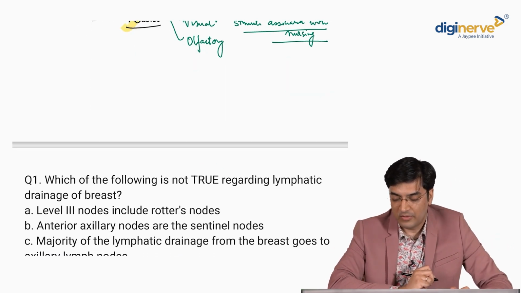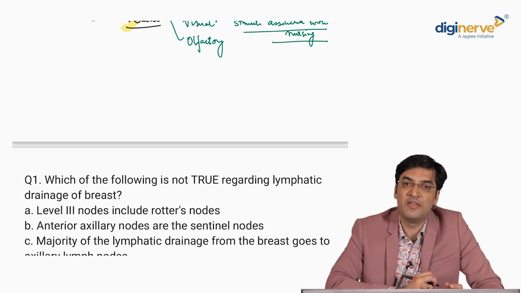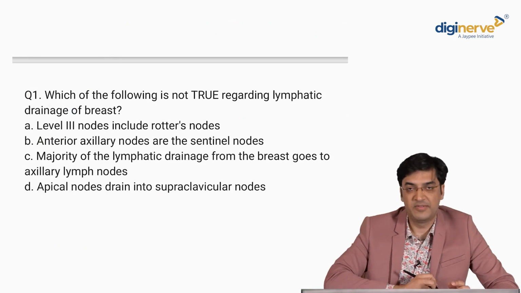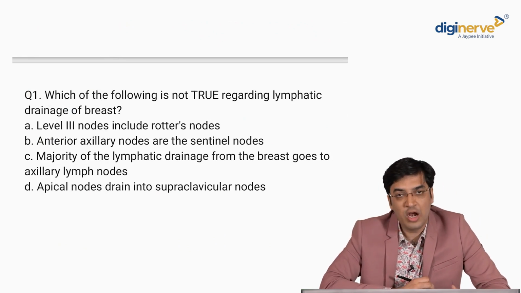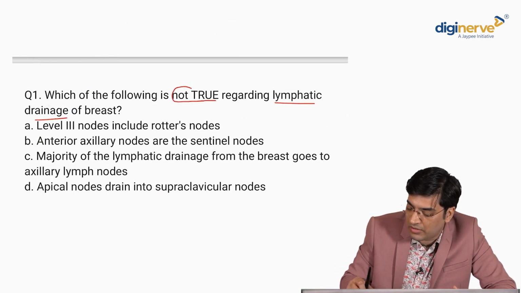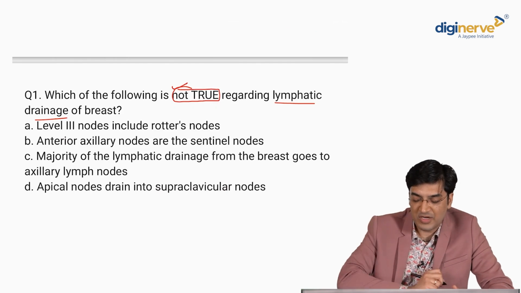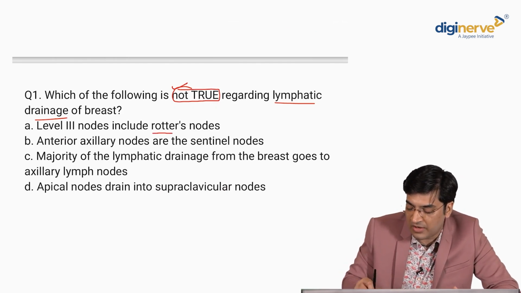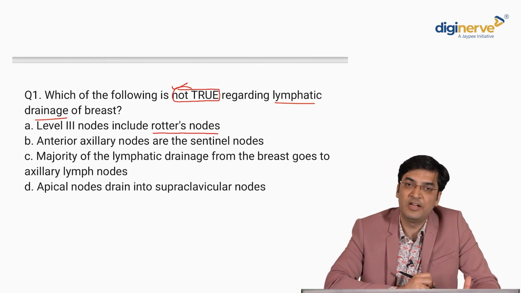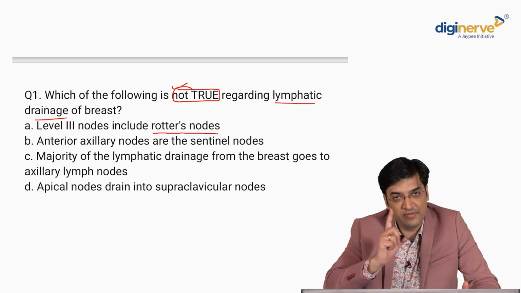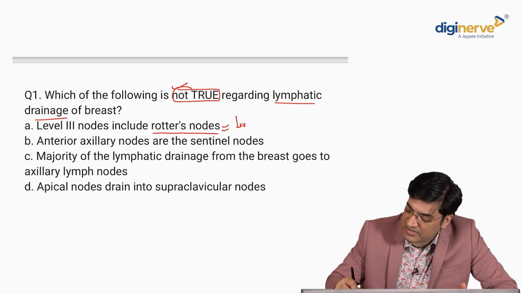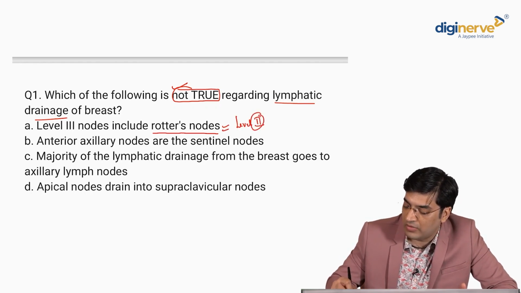Okay, moving on to the MCQs that are based on this module. We have completed the theory part of this module. Let us solve the MCQs here. First MCQ: which of the following is not true regarding lymphatic drainage of breast? What is being asked? Which is not true. Okay. So, first option says level 3 nodes includes the Rotter's nodes. Is it true? Do the Rotter's nodes fall into the level 2 category? Let us remember it first and then solve the other options. Rotter's nodes were the ones that belong to level 2, not to level 3.